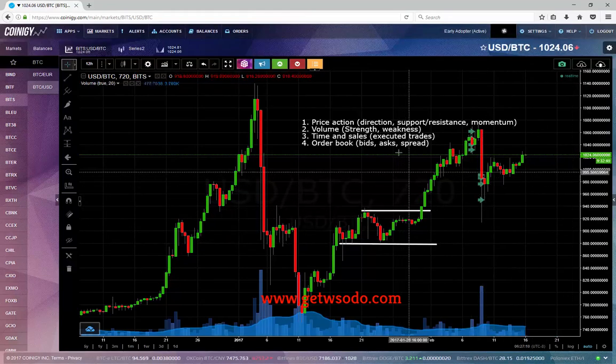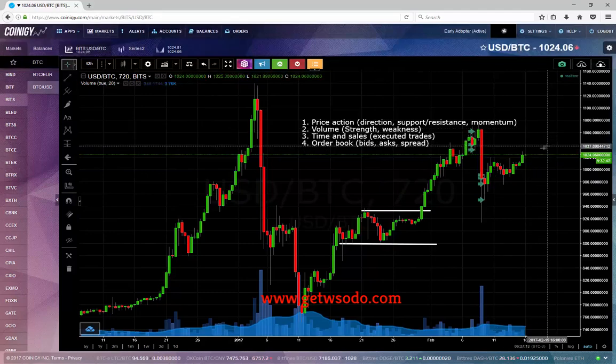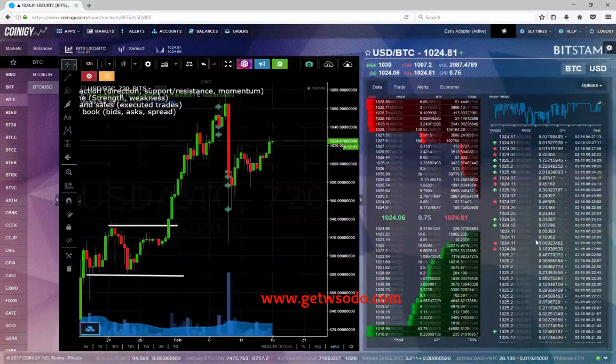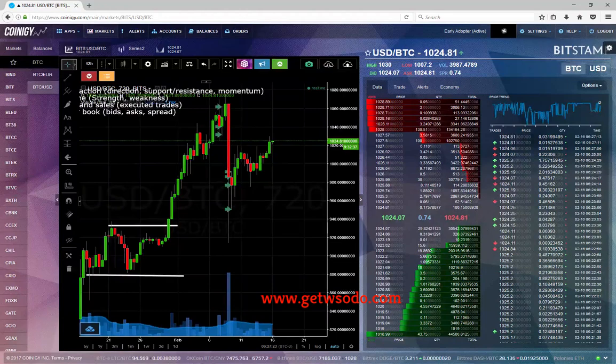And so you also have time and sales, the live executed trades. Over on Coinergy, you just hit this tab right here, and these are the live executed trades. So you could see how much Bitcoin people are buying and selling at any given point in time.